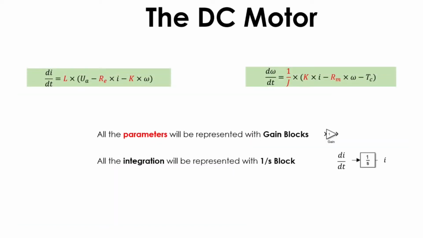Once we have these two equations, the red variables are the parameters which are constant, and they will be represented by a gain block in MATLAB Simulink. For the integration, we are going to use continuous integration, which is represented by the 1 by s block. So if you pass the derivative signal, like di by dt, the integration block will give you the I value. This requires some initial conditions, and in this case, we'll take our initial conditions as 0, 0. You can take initial conditions according to what you want.